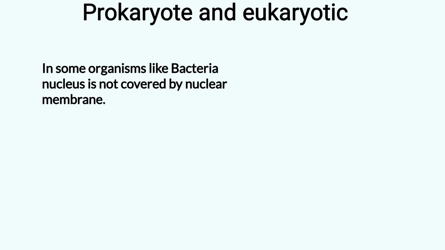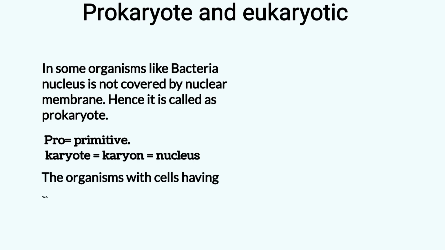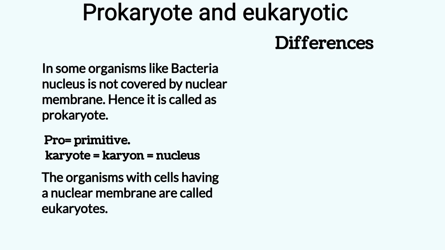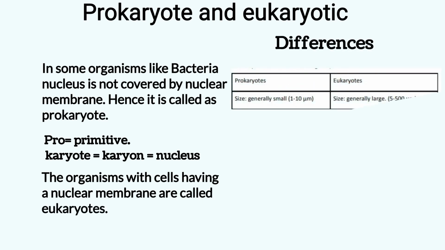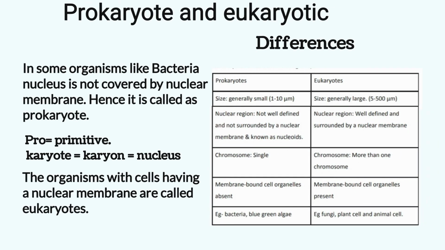In some organisms like bacteria, the nucleus is not covered by a nuclear membrane. Hence it is called a prokaryote. Pro equals primitive, karyote equals karyon equals nucleus. The organisms with cells having a nuclear membrane are called eukaryotes. Differences. Difference between animal and plant cell.